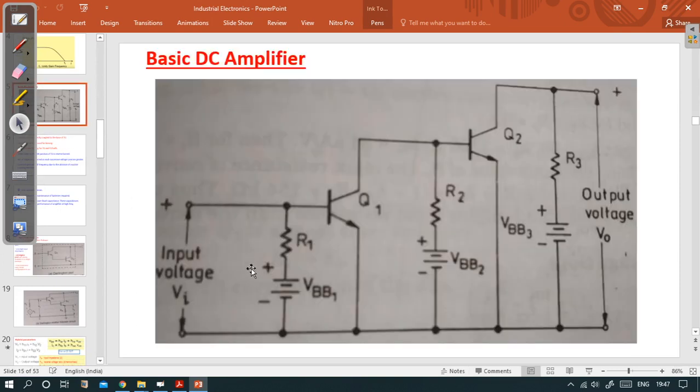Look at this. This was the basic DC amplifier, and this was the first stage, the common emitter amplifier. Here is IC1, which is acting as the input current to the next stage, and this is the second stage, which is again a common emitter amplifier. So remember this diagram.